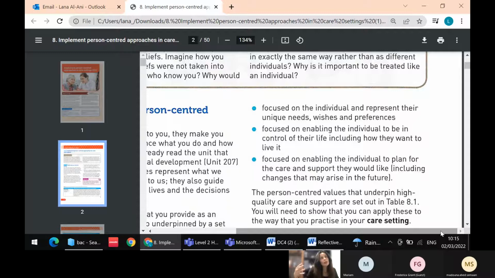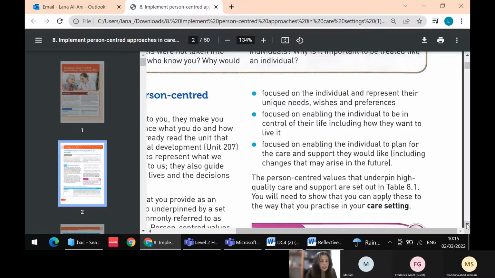So we share with them when we do their care plan. We don't just create a care plan for someone without them being included in our care plan. Yeah, so his thoughts, his ideas or her ideas always matter to us. Does this make sense? Yeah, so the person-centered approach is very important in the care setting.